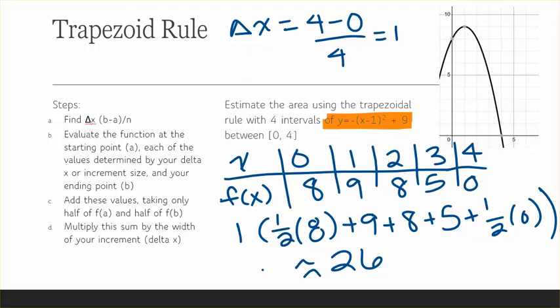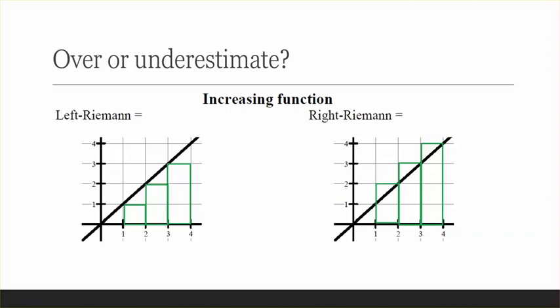Now remember, so far, both the Riemann sums and the trapezoidal rule are just estimating the area. So you might wonder if these over or underestimate depending upon which type of Riemann sum we do. If we do a Riemann sum from the left hand, that means that our rectangles touch the graph at the left side of each rectangle. A right Riemann sum means our rectangles touch the function at the right-hand side.